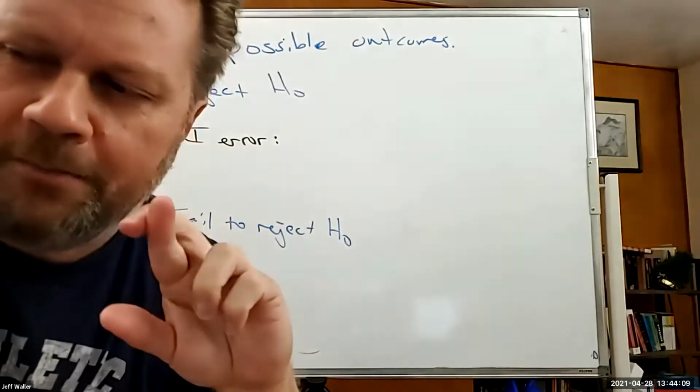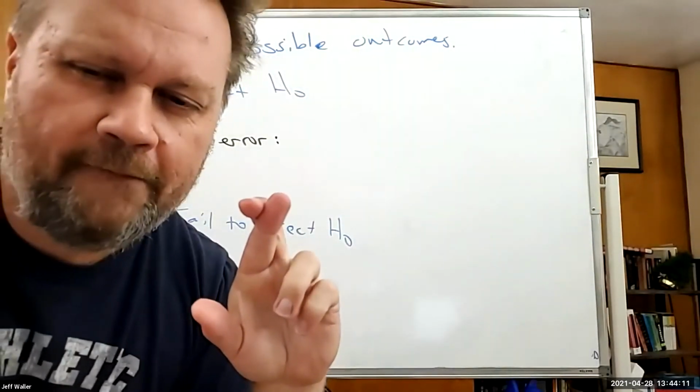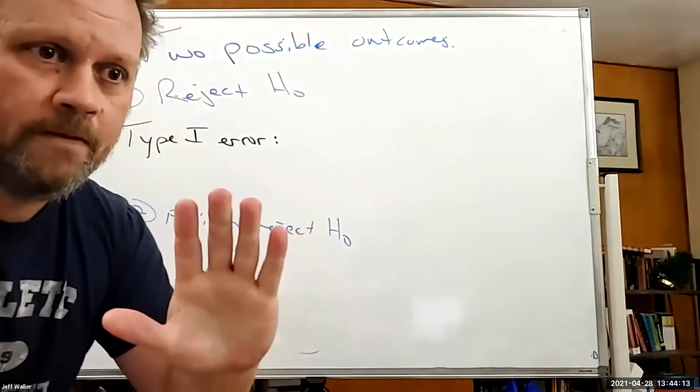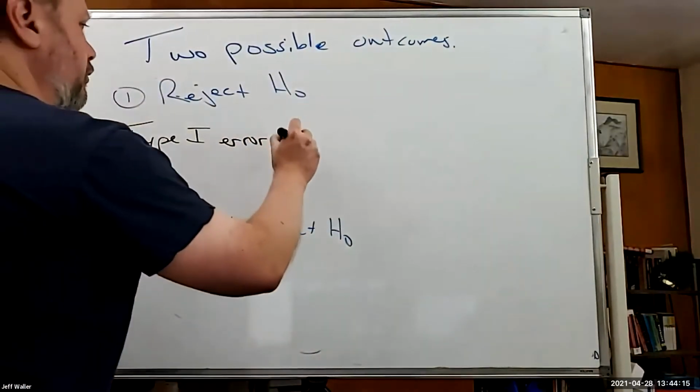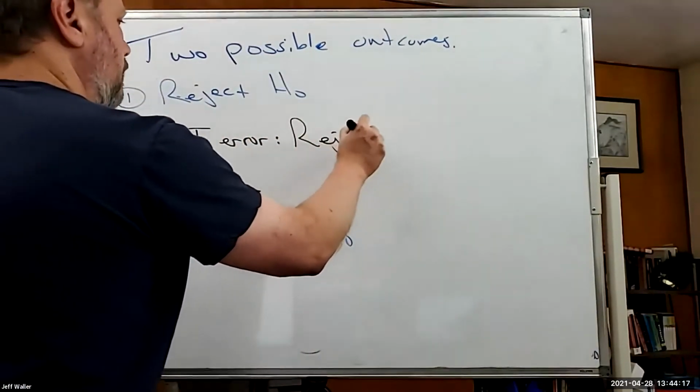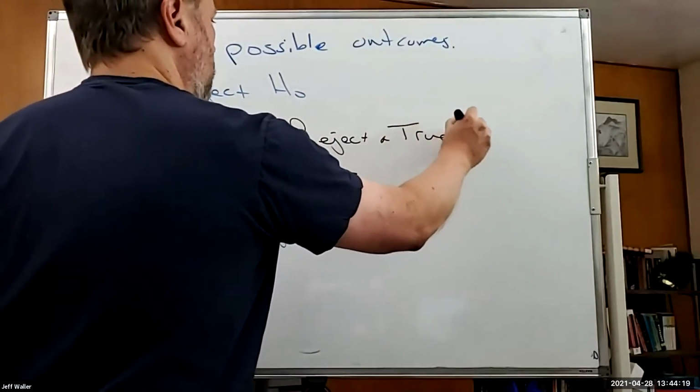What's up? Somebody unmuted you, okay? All right. So a type 1 error is when we reject a true null.